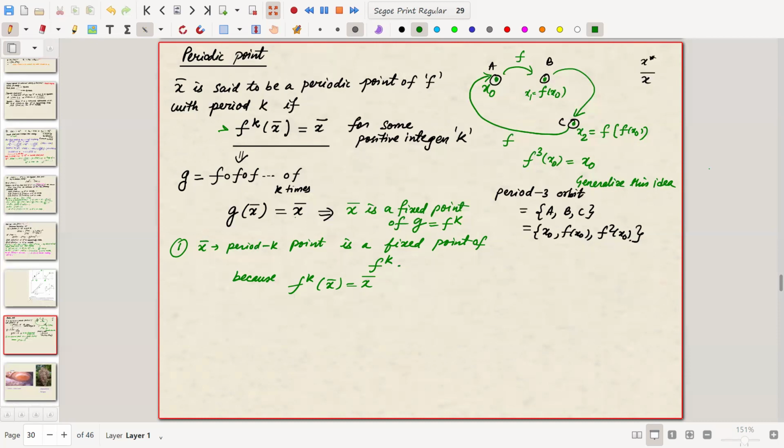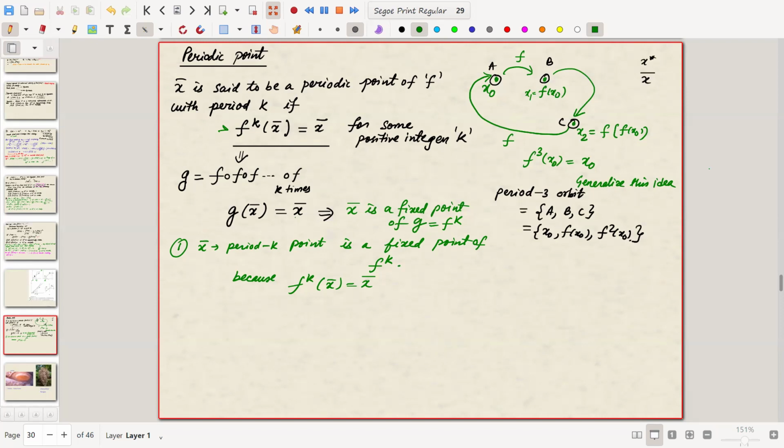Now what is g? g is f^k. So x bar is a fixed point of f^k. But what is x bar? x bar is one of the periodic points, but it acts like a fixed point of the composed map. It is an analogy. So x bar, which is a period k point, is a fixed point of f^k, not f. It's not a fixed point of f. It's a fixed point of f composed with itself k times.